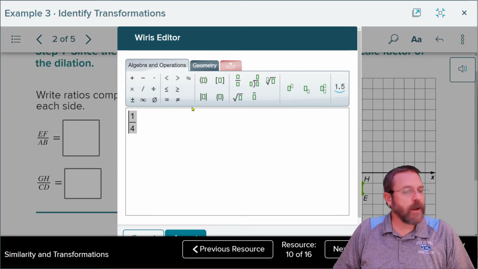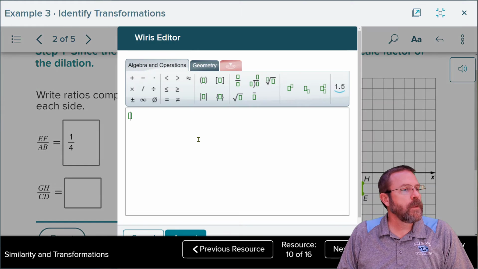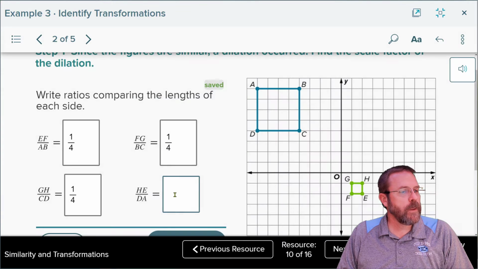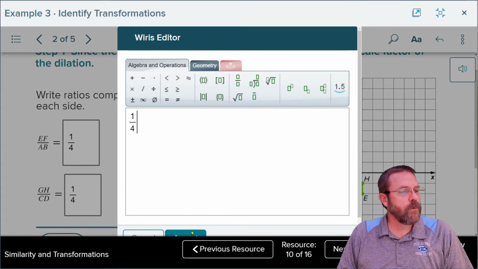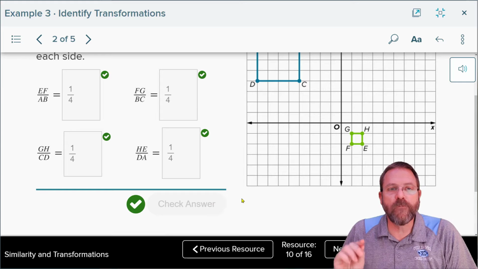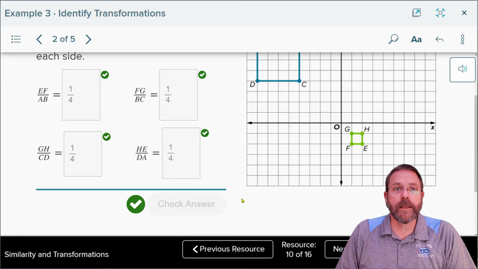I wonder if I can highlight, copy, and paste. Let's find out. A 1/4 here, a 1/4 here, a 1/4 here, and a 1/4 here. Accept and check. All those are the same. We have started off by finding our scale factor of the dilation.